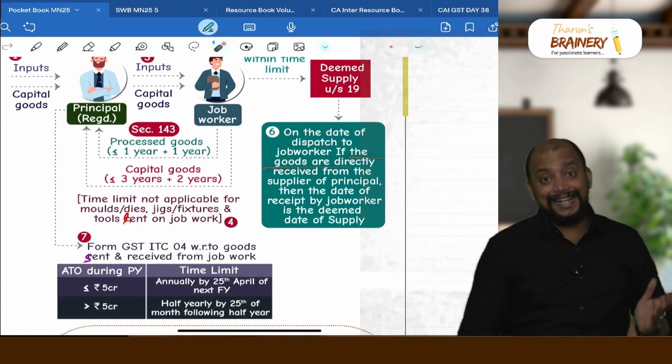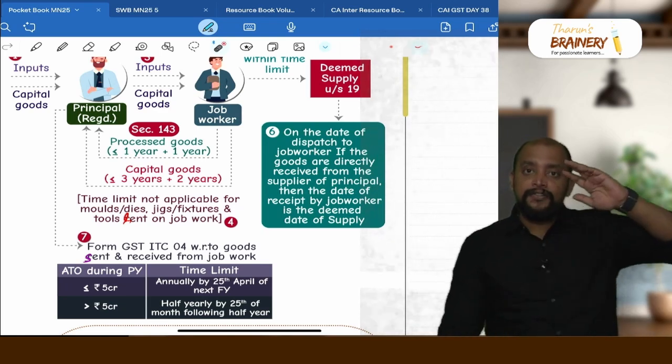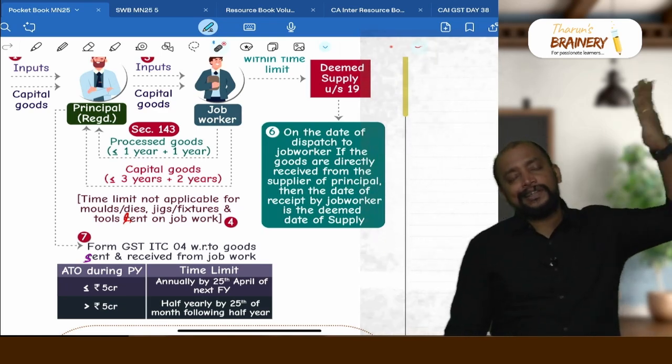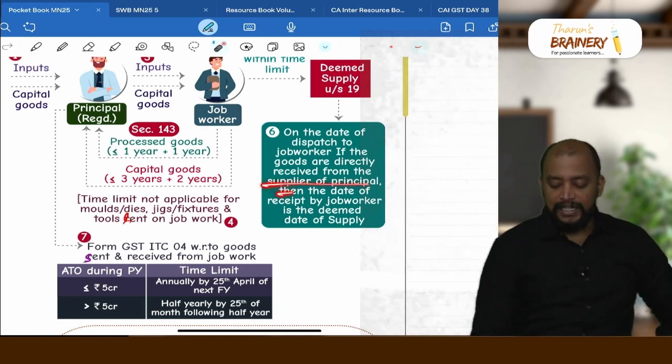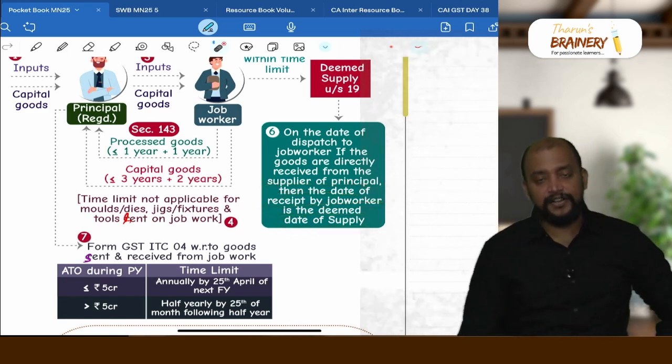If the goods are directly received by the job worker from the supplier of that principal, then the date of receipt by the job worker is the deemed date of supply.